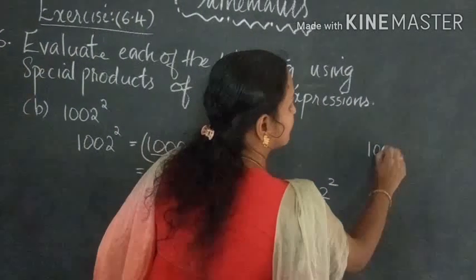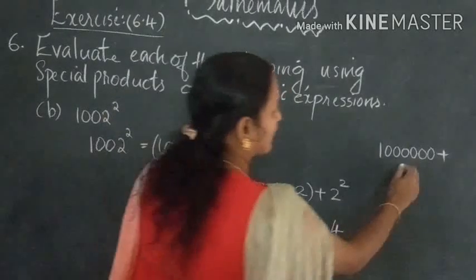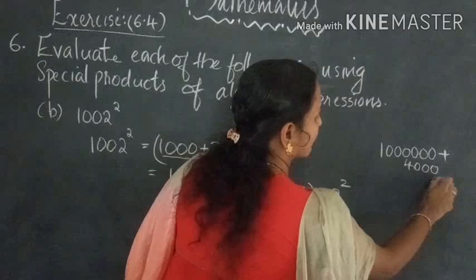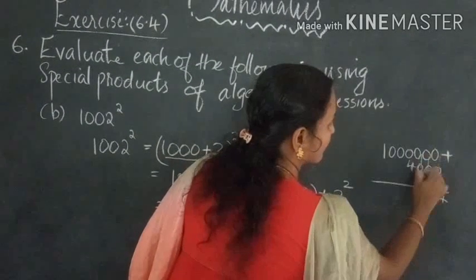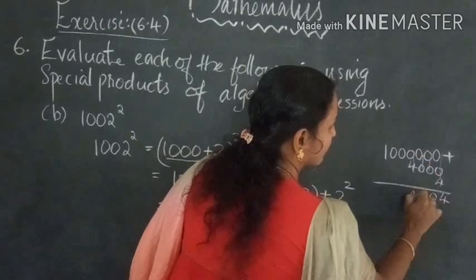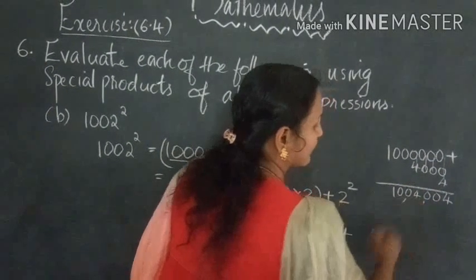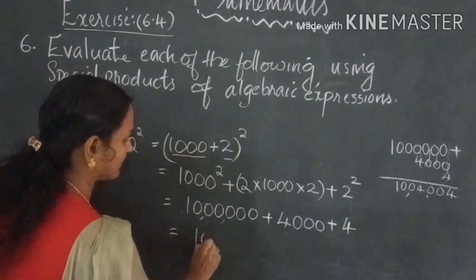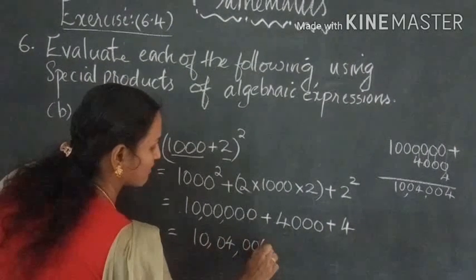Adding these numbers: 10 lakh plus 4000 plus 4. So 10 lakh 4004 is the answer.